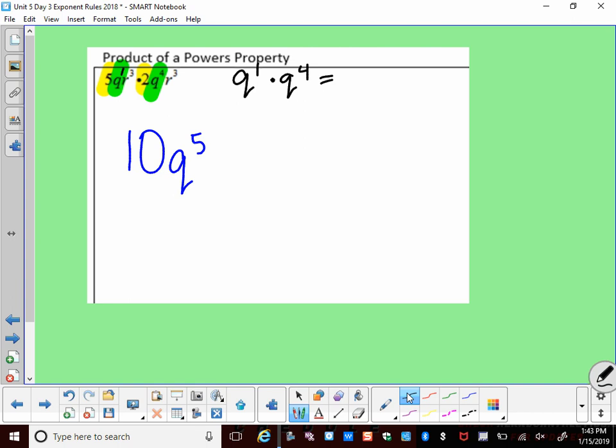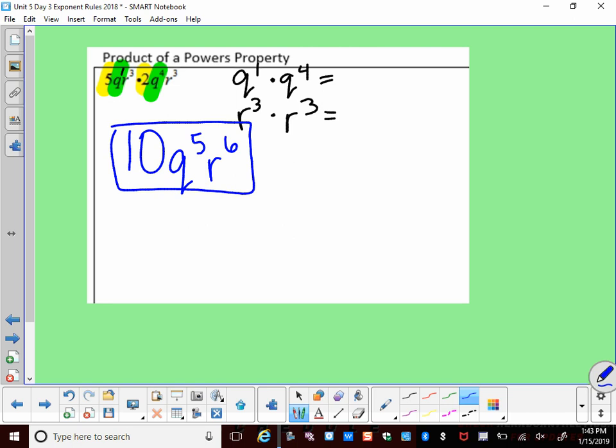We have 6 different categories here. All right, so then I have my R. We have R to the 3rd that we're multiplying times R to the 3rd. I have the same base, so that stays R. What's my new exponent going to be? To the 6th. Good. And that is my answer. All right, let's look at it. Yes, so when we multiply the same base, we add our exponents.